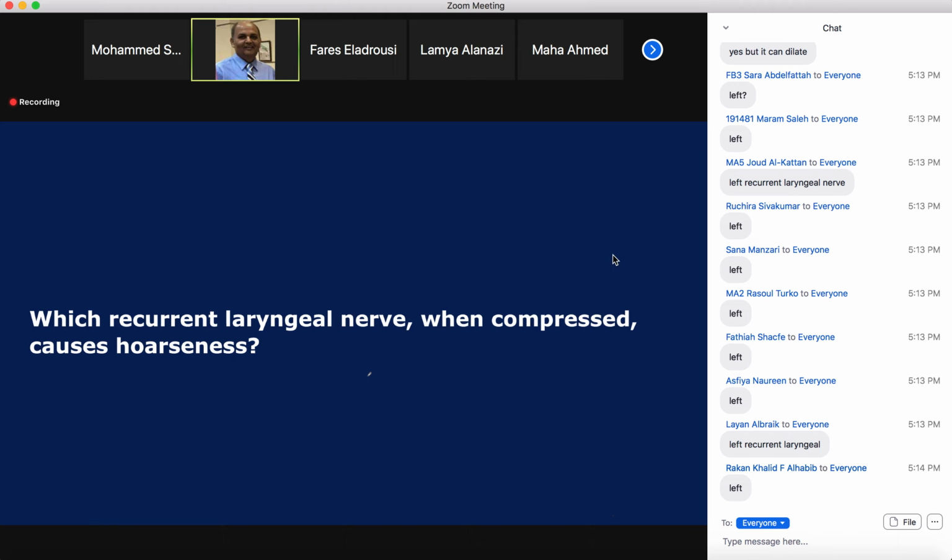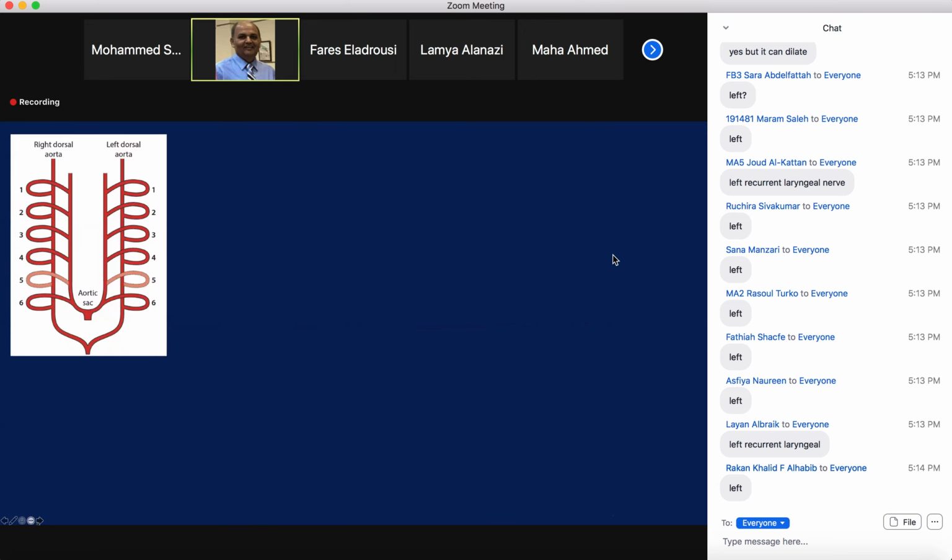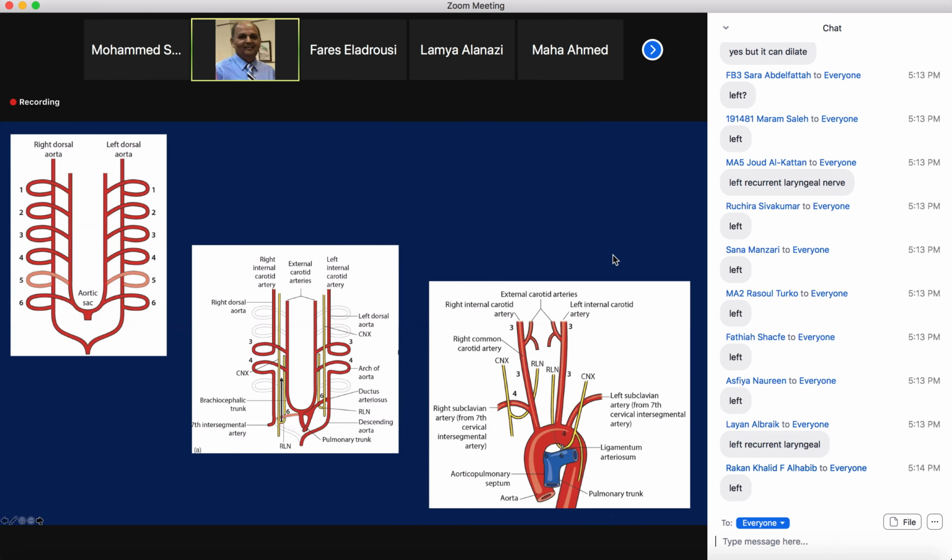So don't say only left is involved. You are learning this area. If the right is also compressed, if the right also has an injury, we have hoarseness of the voice. So it is for both the right and left. Both of them can be involved. That's not a problem. Both of them can give us this. So we have revisited this concept.